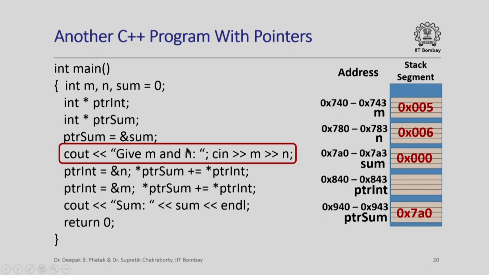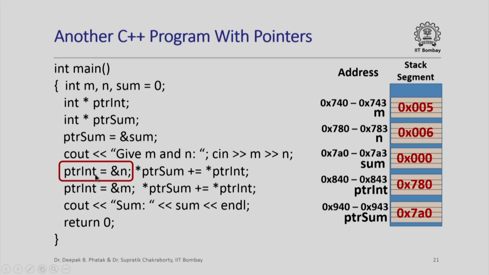Then I am going to ask for the values of m and n and read in m and n. So as we have seen earlier, we want to know what this program will output when m is 5 and n is 6. So we read in 5 and 6 for the values of m and n. Note that the values of m and n are stored in the bytes specifically allocated for the variables m and n.